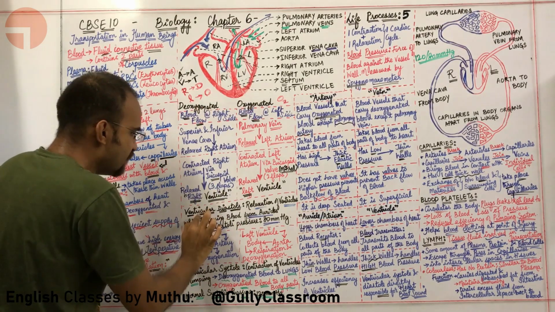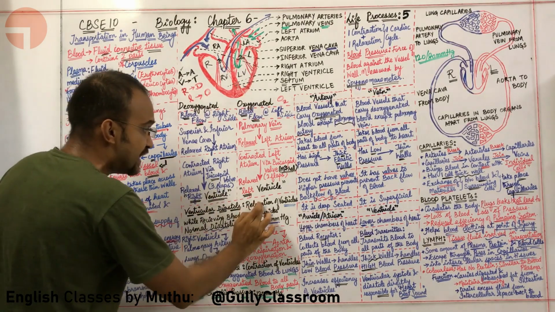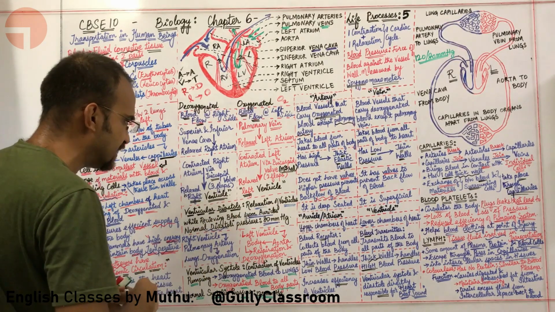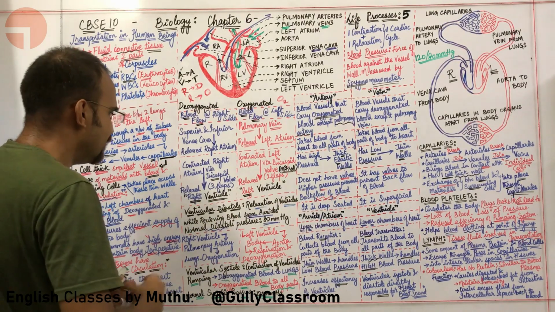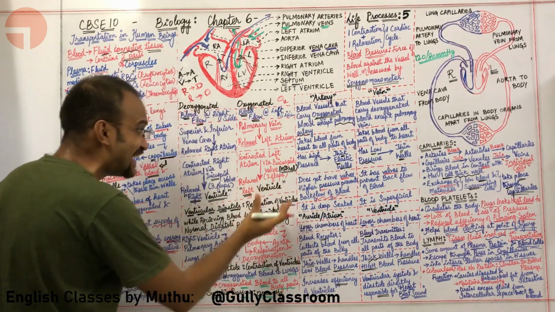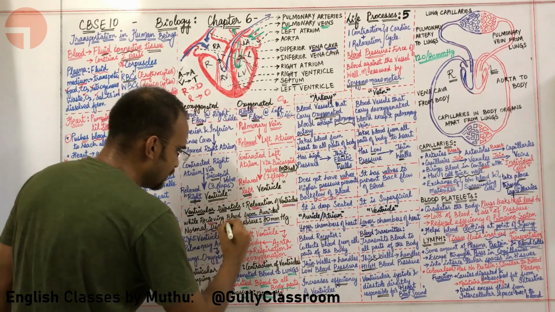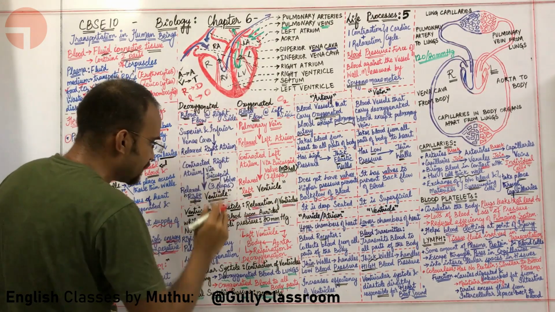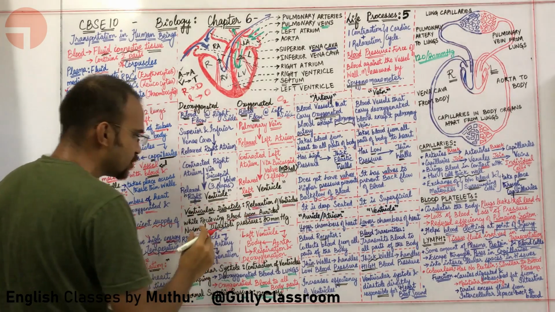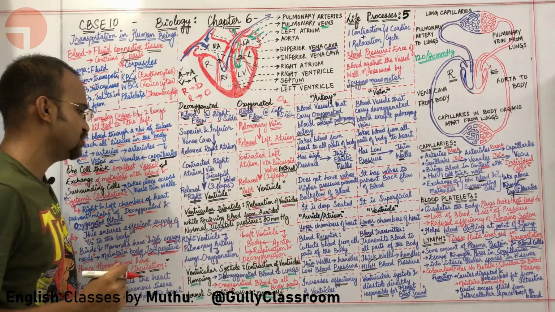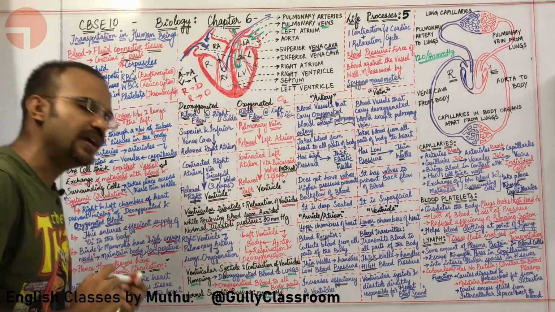This is called ventricular diastole. Relaxation of ventricles while receiving blood from the auricles is called ventricular diastole. Let me repeat. The ventricles are getting relaxed. Why? Because they are receiving blood from where? From auricles that are present in the top. This is called ventricular diastole. The normal diastolic pressure is 80 mmHg.